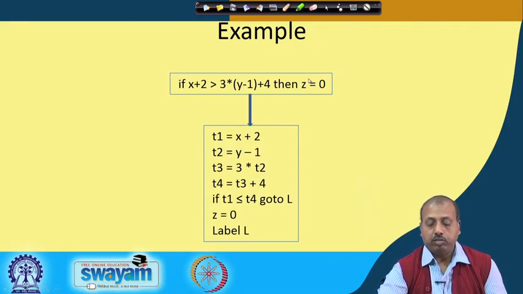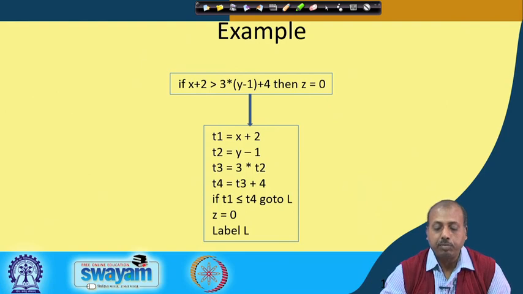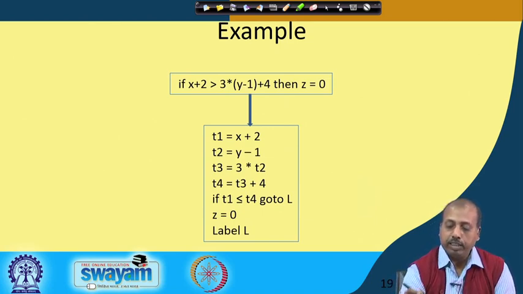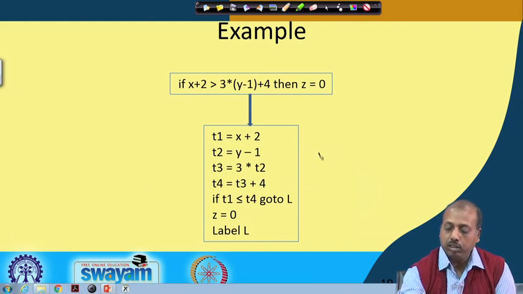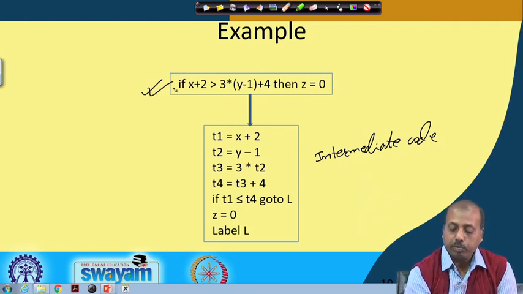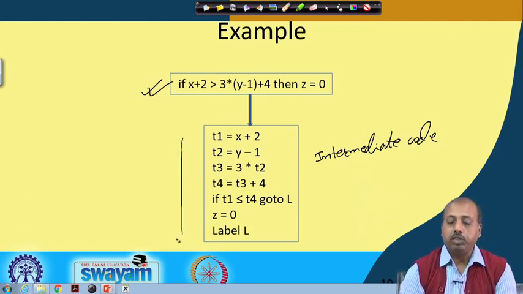Now, this is a typical example: if x plus 2 greater than 3 into y minus 1 plus 4, then z equal to 0. We are not talking about how we are going to do this translation. That will unfold as we proceed through this chapter, but after everything has been done, the intermediary code will look something like this. This is the intermediate code generated corresponding to the statement that we have at the beginning. You see there is a single source language statement, and many 3 address code instructions have been generated.